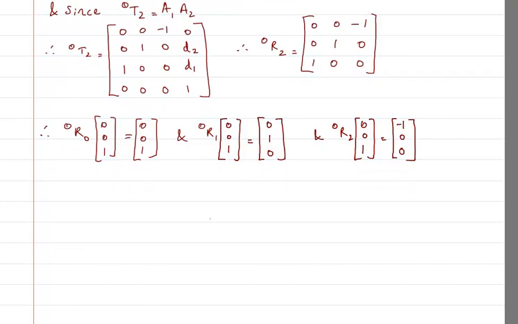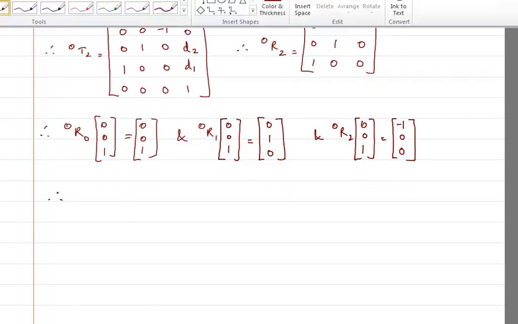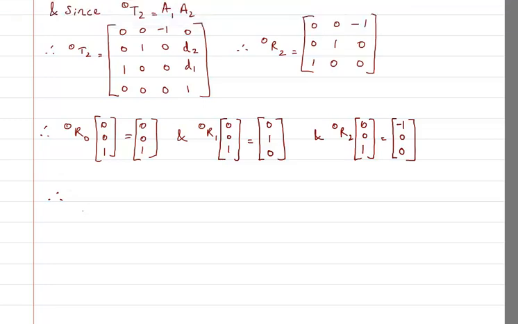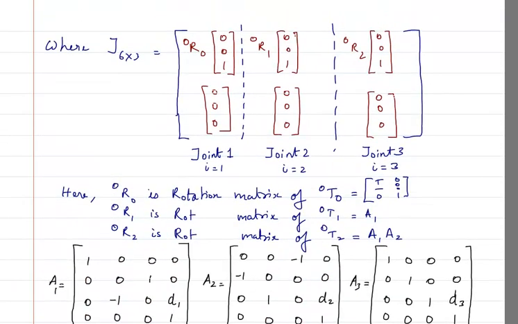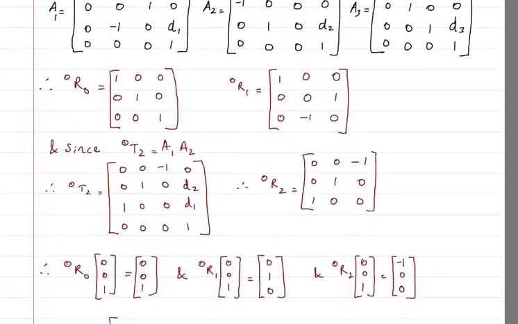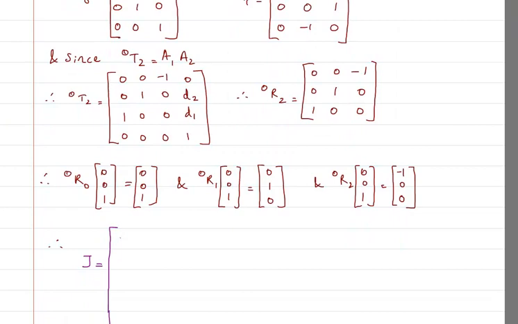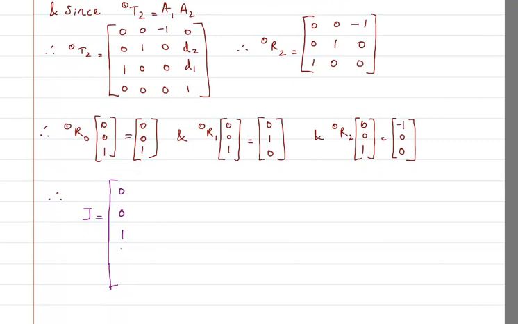Therefore the Jacobian matrix, so let me write it in a different color. Therefore the Jacobian matrix, straight away taking from the above equation that we have written. So if you look here, I'll substitute these values directly, which are these three values. So it will be 0, 0, 1, as we have already seen that the last three values are all zeros above.